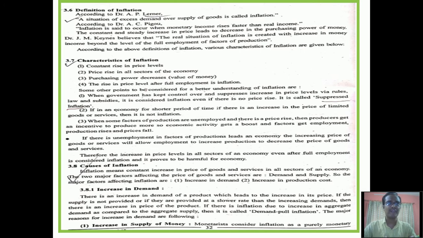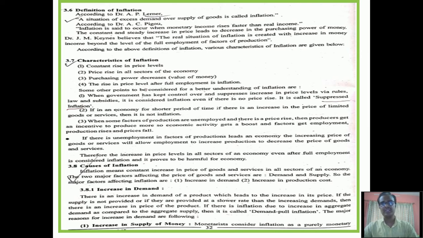So with the help of this definition, we are going to discuss the characteristics of inflation. Very important for section C or section D. First is a constant rise in the price level, a price rise in every sector of the economy, not any one or two. Purchasing power decreases. The rise in the price level after full employment is inflation.